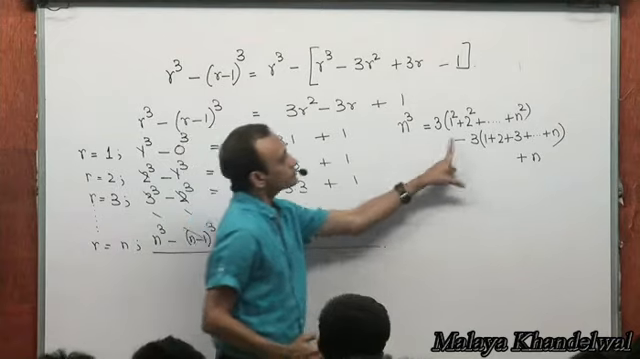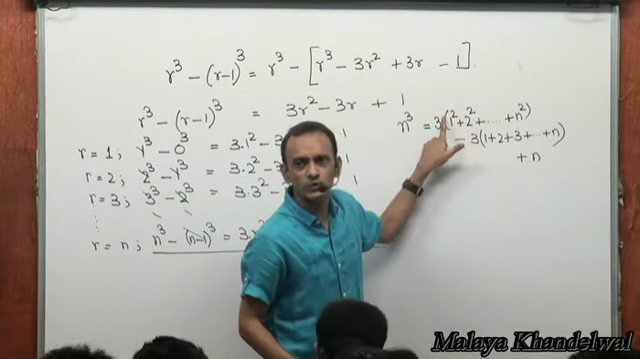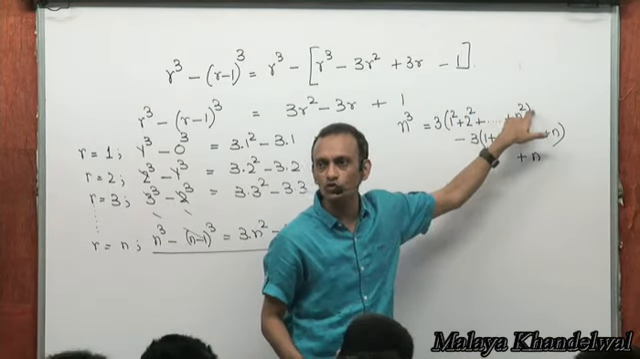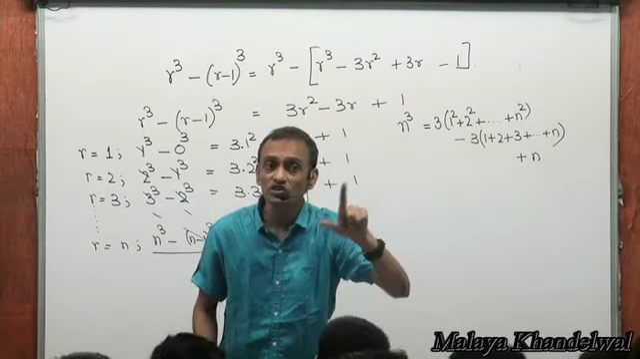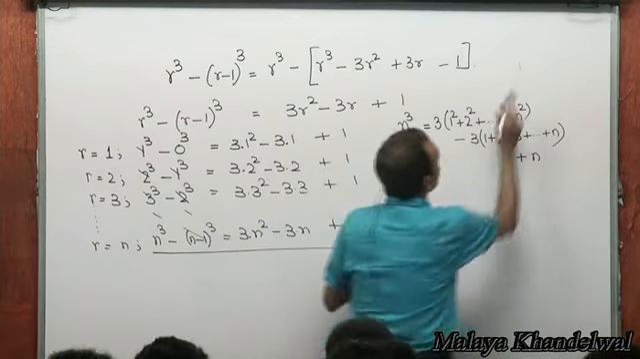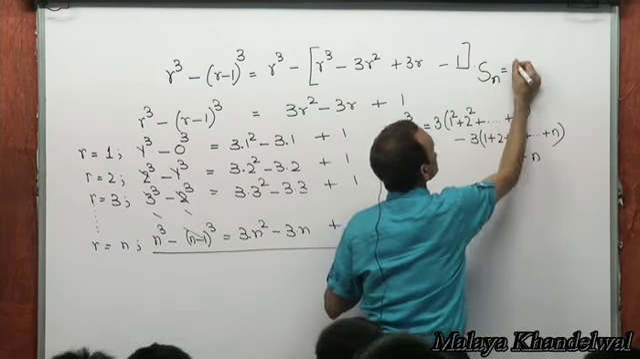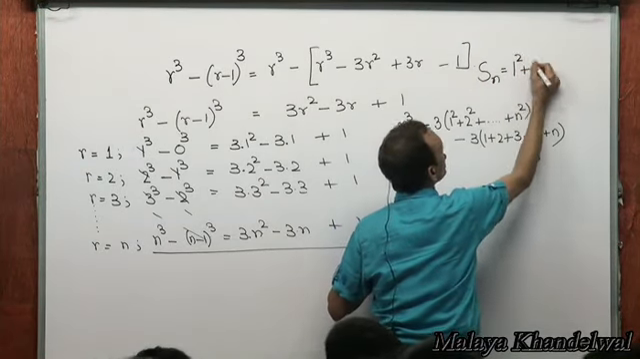Now, suppose, what is this? Sum of the squares of the first n natural numbers. 1 squared plus 2 squared plus 3 squared plus 4 squared up to n squared is the sum of the squares of the first n natural numbers. Clear? Right? So, I designate that as Sn. Sn is the sum of the squares of the first n natural numbers.